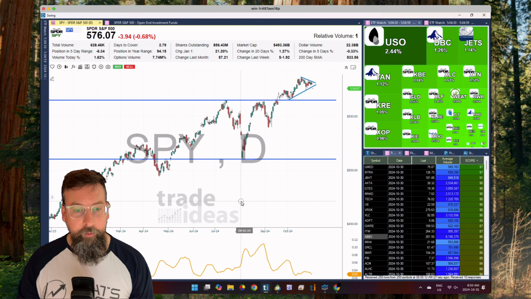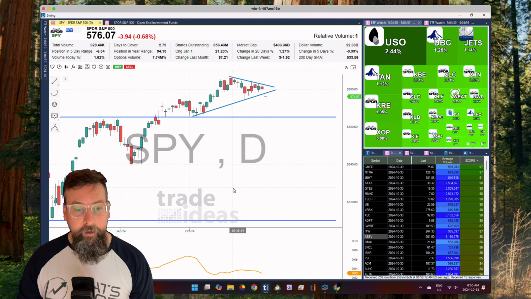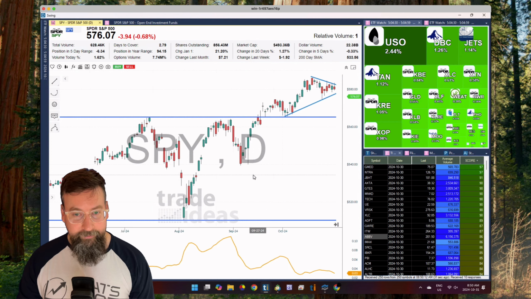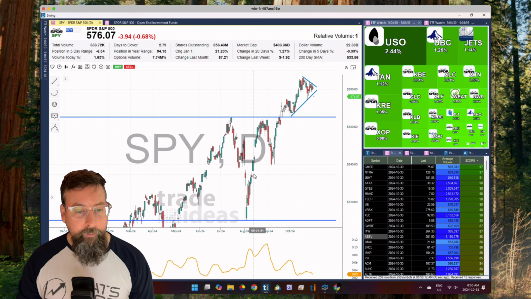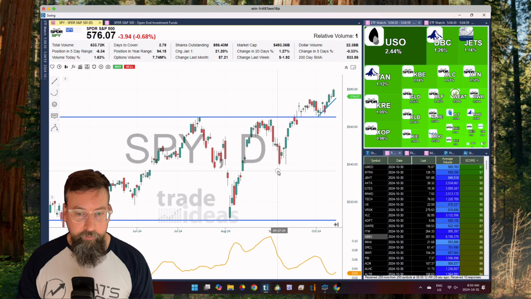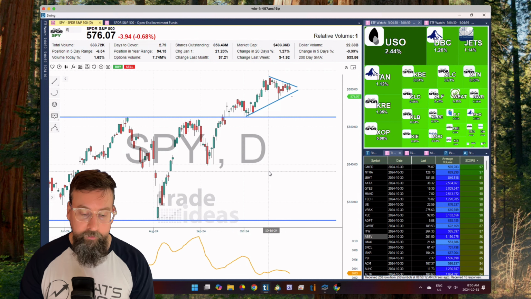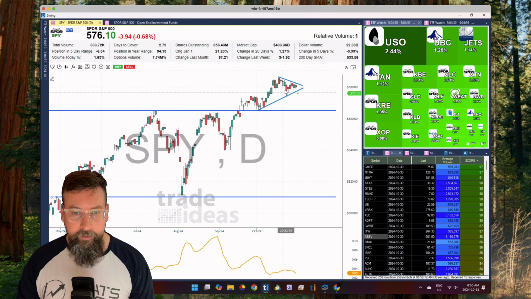Right now we're capping down a little bit, so it might not be the best example, but yeah, that's exactly what we're seeing. So it doesn't matter if it's a bull flag or a bear flag or a pennant or whatever it is. What matters is that you can note that price is getting tighter.